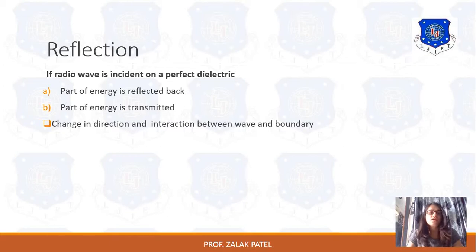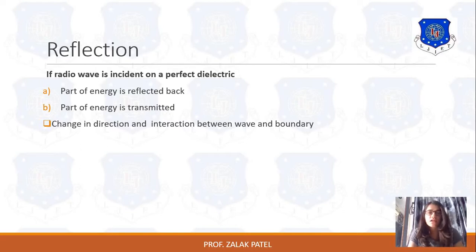There might be a change in the direction and an interaction between wave and boundary. The change in direction occurs because of the change in incident angle and reflected angle, and the interaction between wave and boundary occurs because of electromagnetic wave behavior. Due to this there are two types of boundary conditions: the tangential component or the normal component. So these boundary conditions are applied accordingly.